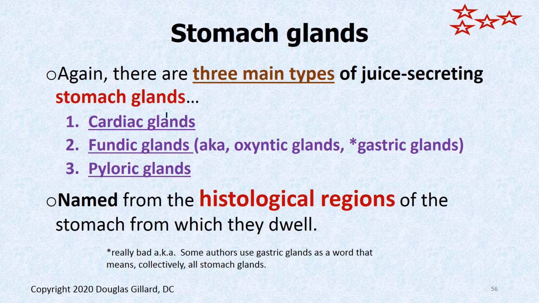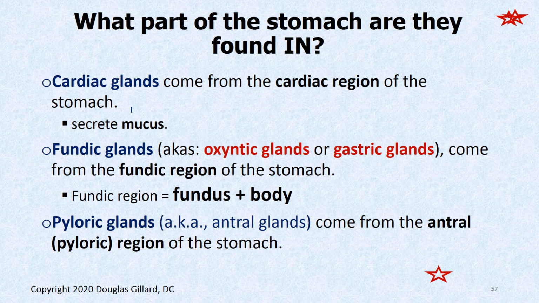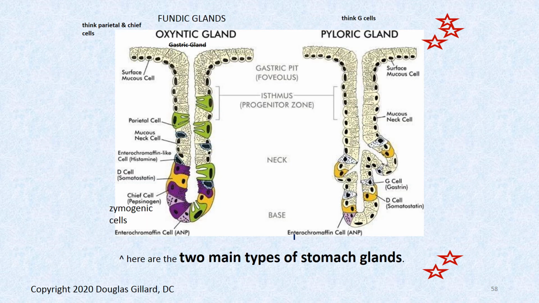But remember, again, the three main types of stomach glands. There are cardiac glands, fundic glands, and pyloric glands. And we know the parts of the stomach already. The cardiac glands do nothing. They secrete mucus. They're in the cardiac region of the stomach. The fundic glands are in the fundus and the body of the stomach. Pyloric glands are in the antral region of the stomach.